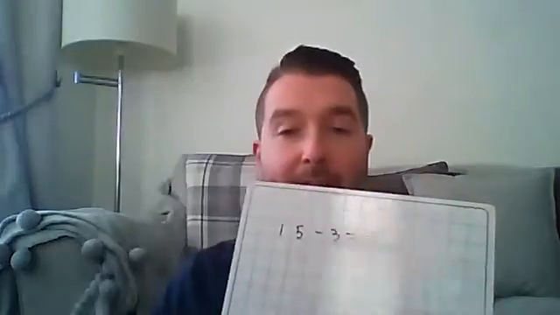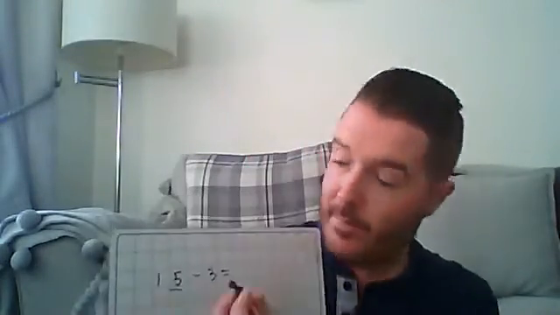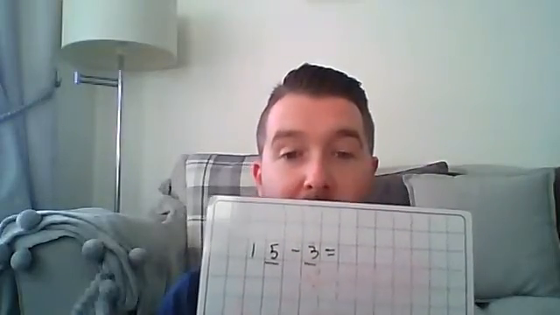Just a little video today, just to explain to you how we can subtract a single-digit number from a two-digit number. Now, sometimes this is really, really easy. So, for example, if you have something like this, 15 take away 3, all we need to do is look at the ones. So we've got 5 ones in our whole number and 3 ones in the number we're taking away. And this is really easy to do.